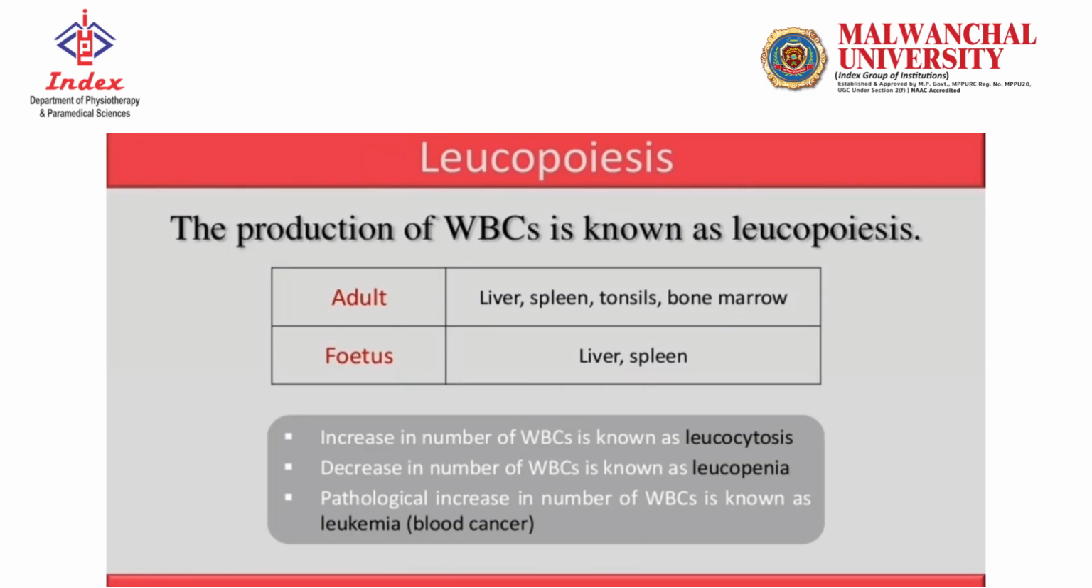A pathological increase in the number of WBC is known as leukemia, a blood cancer. An increased number of WBC is leukocytosis, and a decrease in the number of WBC is leukopenia.